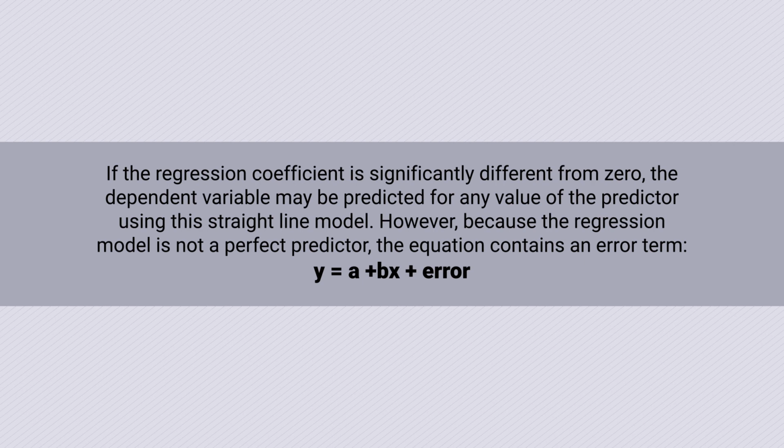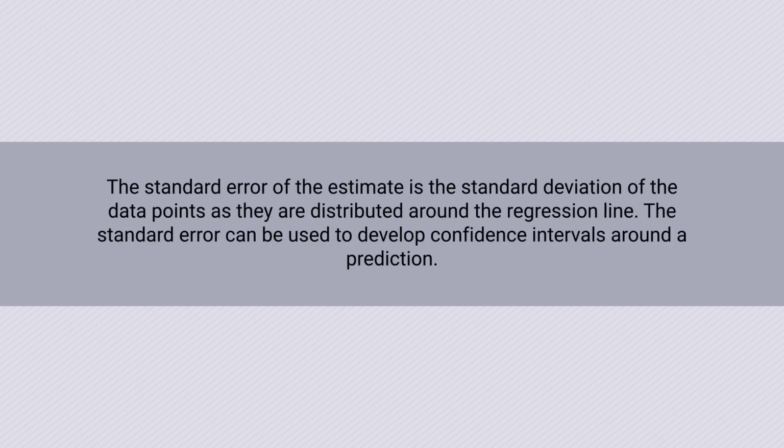However, because the regression model is not a perfect predictor, the equation contains an error term. So y is equal to a plus bx plus error. The standard error of estimate is the standard deviation of the data points as they are distributed around the regression line. The standard error can be used to develop confidence intervals around a prediction.